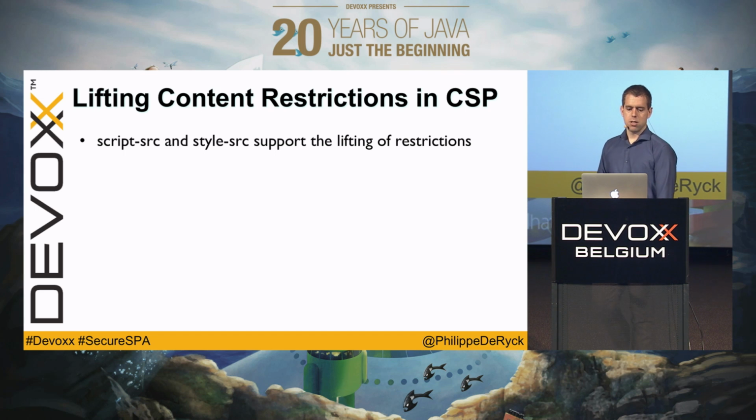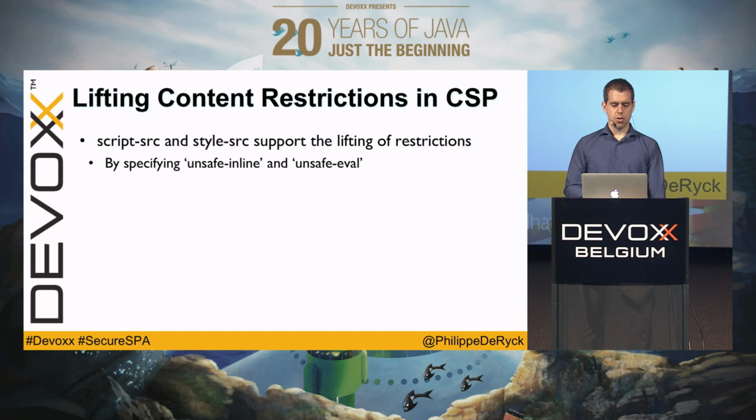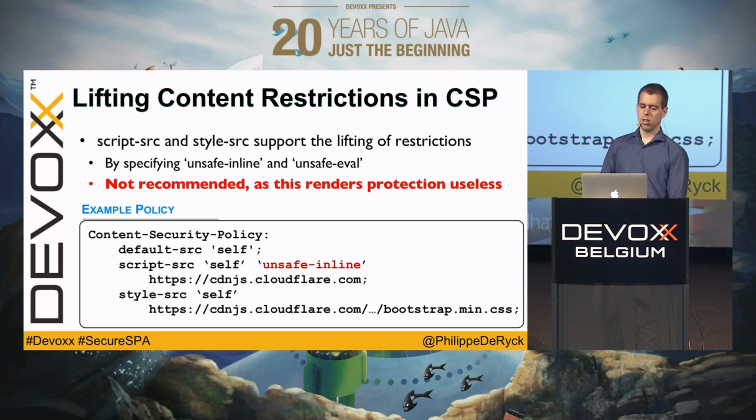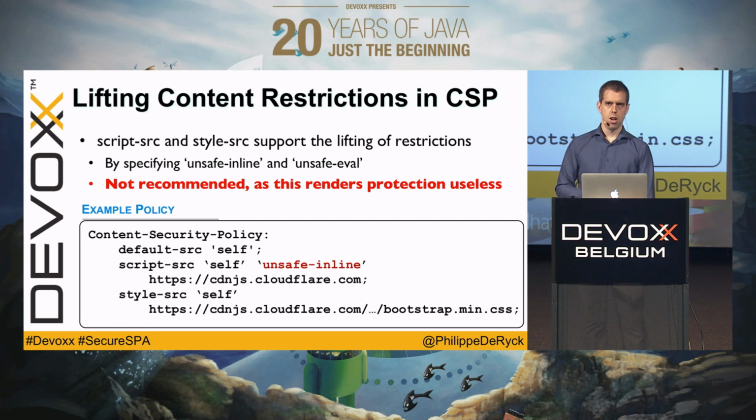Script SRC and style SRC allow the lifting of restrictions using unsafe inline and unsafe eval. So essentially, by adding unsafe inline to our script SRC, we tell the browser it's fine to run unsafe inline scripts. I trust that it will be fine. Essentially, this is definitely not recommended because this renders your protection useless. There are situations where you have no choice, then you'll have to use it. But the recommendation is not to do this and find a way around it.